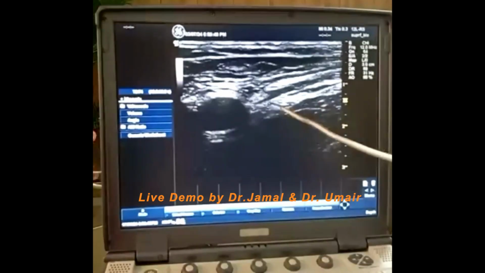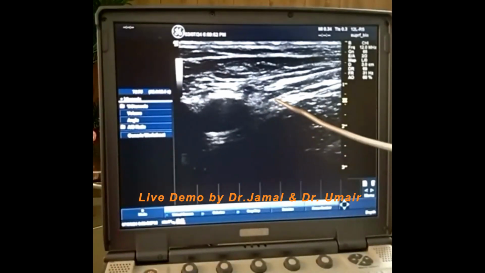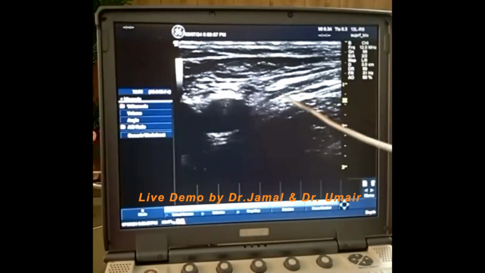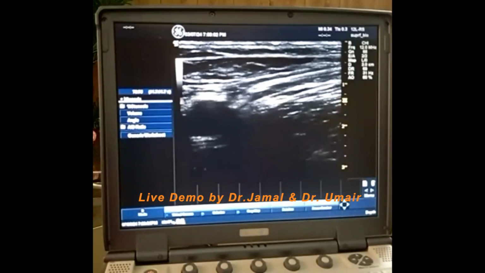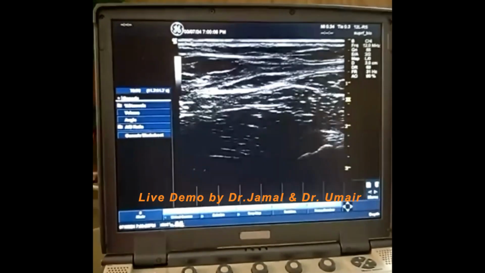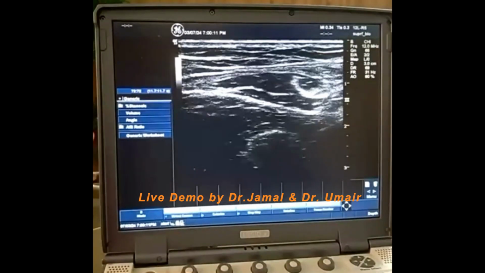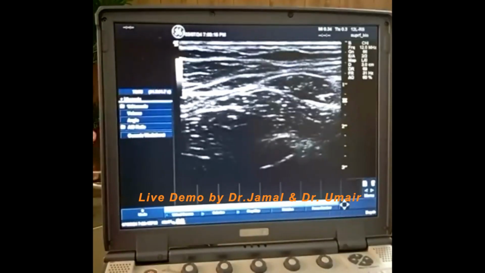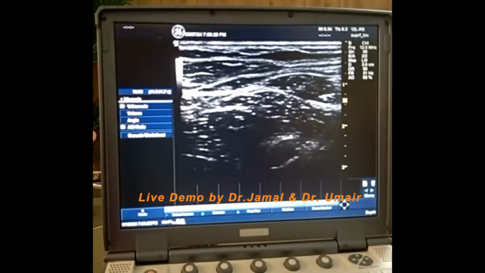Make it a little more clear. So your injectate should be inside or below the fascia iliaca. This is the femoral nerve. If you move a little more laterally, we are going to find the lateral femorocutaneous nerve. But before that, we are going to see the landmark on ultrasound, the landmark of the ultrasound probe.